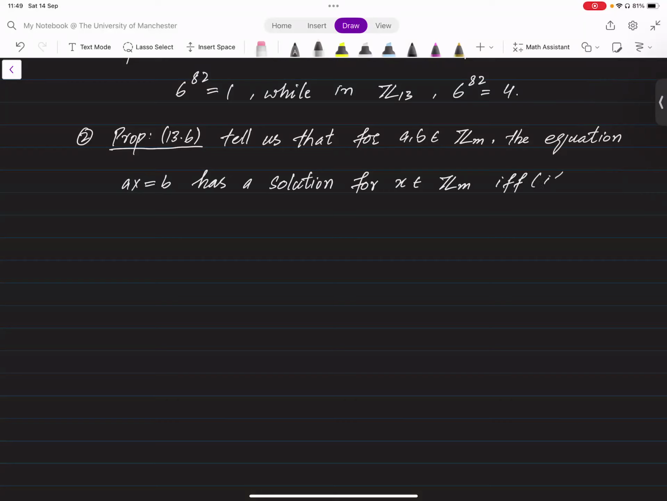this IFF means if and only if HCF of a comma m divides b. That means that you can only solve a congruence equation ax is b if and only if a and m have some HCF that divides b. Okay.